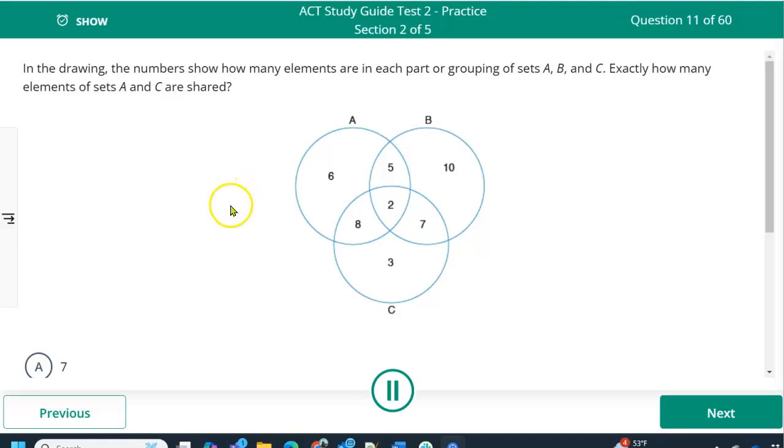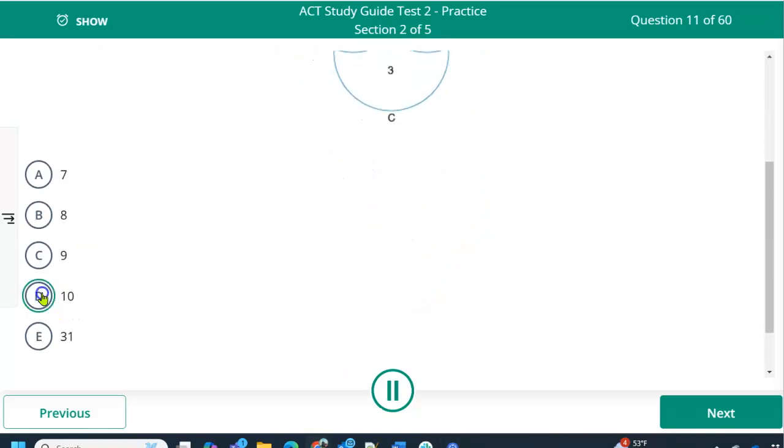In the drawing, the numbers show how many elements are in each part or grouping of sets A, B, and C. Exactly how many elements of set A and C are shared? All right. Well, the overlap of A and C is this right here. All right, those are all of the elements that are in both A and C. So the total is going to be 10. Answer D.